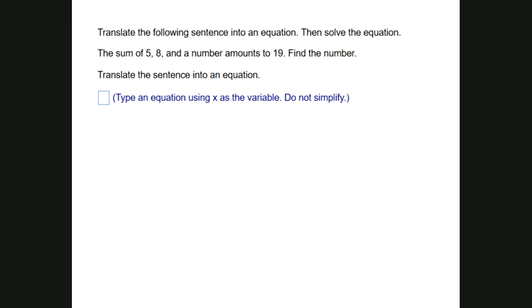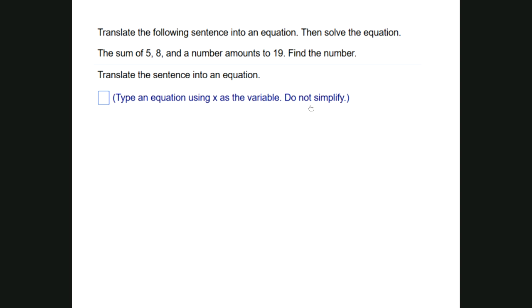All right, so let's take a look at this problem. It says translate the following sentence into an equation, then solve the equation. So we need to translate into an equation first, then solve it. It says the sum of 5, 8, and a number amounts to 19. Find the number. And it does say in the instructions in the blue region here, it says type an equation using x as the variable. Do not simplify.